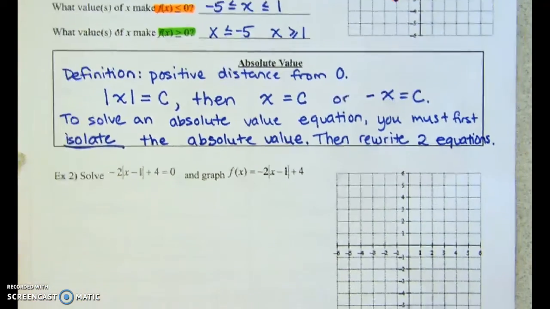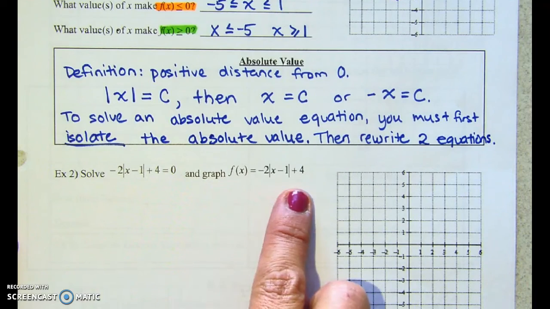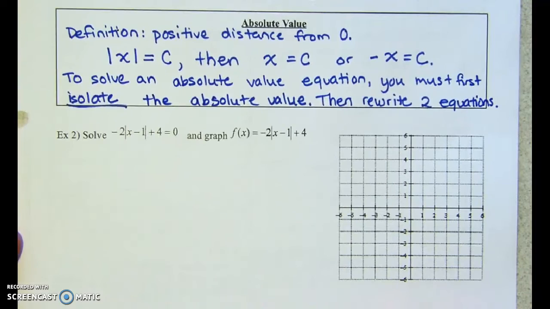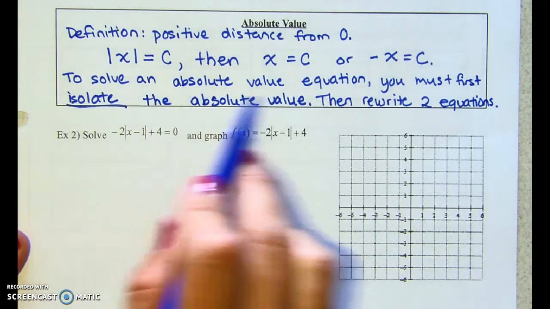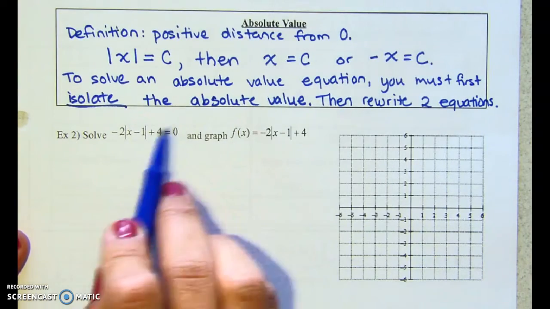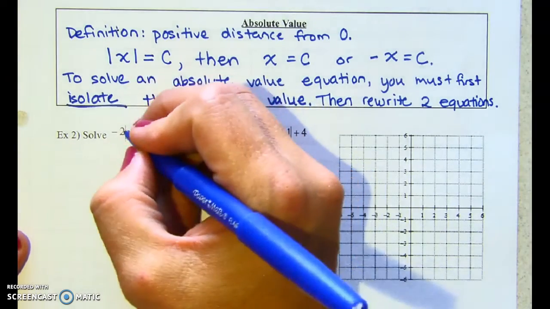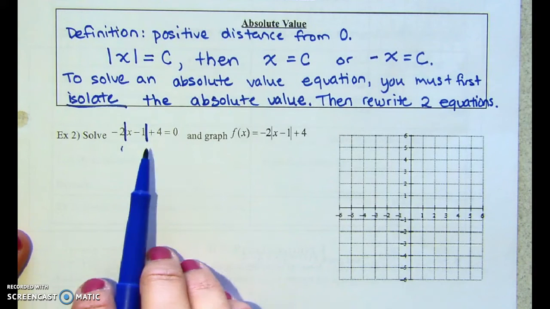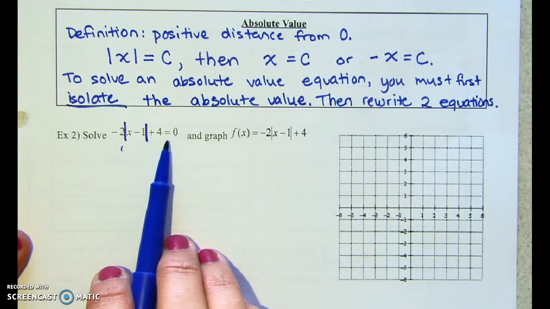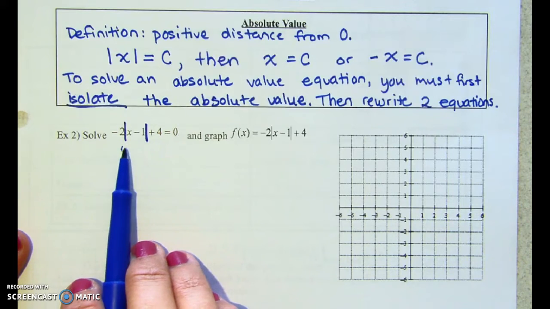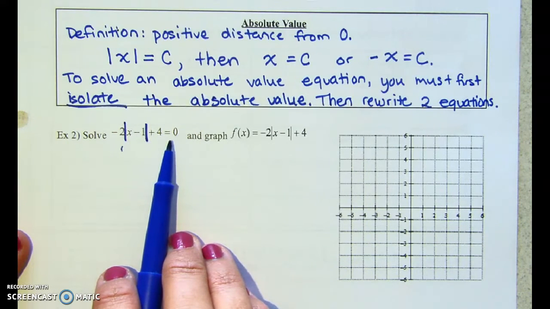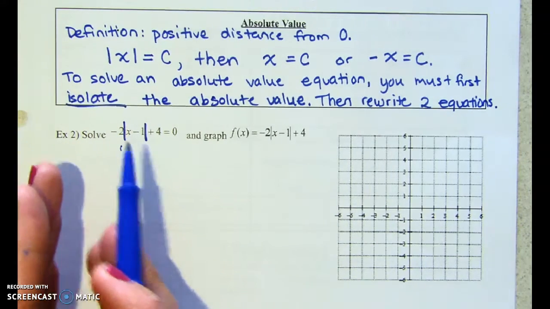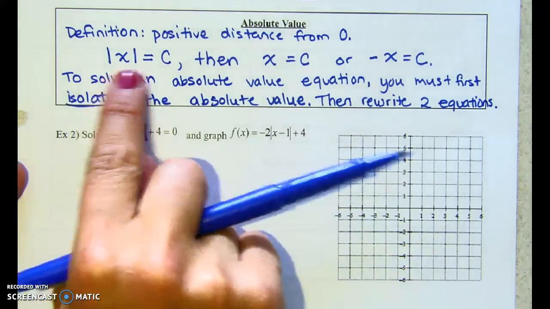So here's an example. Do you see how this says solve and then this says graph? Same expression. We're going to solve it and then graph it. So to solve, we must first isolate the absolute value. So isolate means we need to get the absolute value by itself. Now what's bothering the absolute value? We have this -2 in front and we have this +4. So we need to get those on the other side of the equal sign so that the absolute value is all by itself. Just the absolute value equals a number like here.